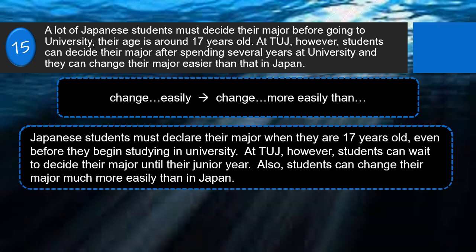Japanese students must declare their major when they're 17 years old, even before they begin studying in university. At TUJ, however, students can wait to decide their major until their junior year. Also, students can change their major much more easily than in Japan.